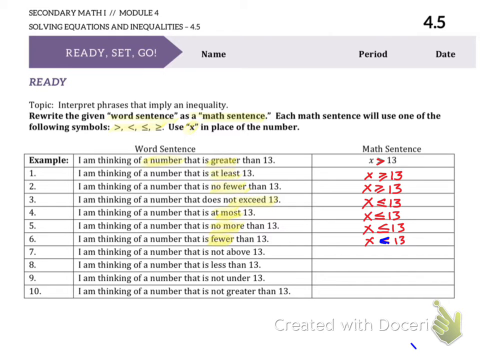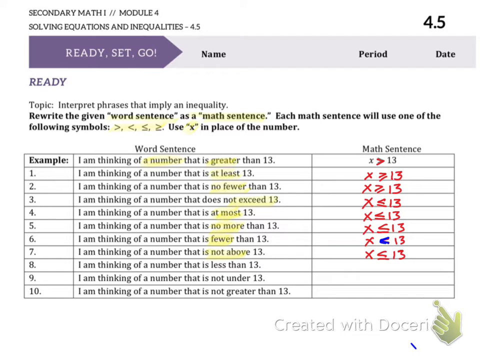Same way, if I go to the next question that says a number that is not above 13, it says it's not above 13 but it could be 13. So anything which is less than, going to be less than or equal. So here I say x is less than or equal to 13. Then we have the eighth one.